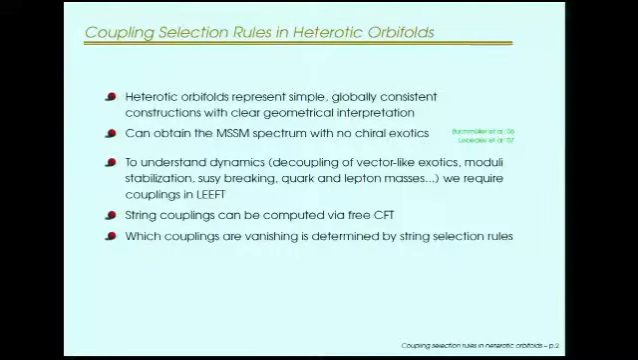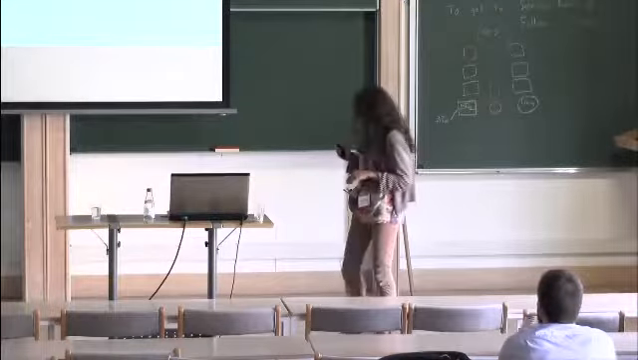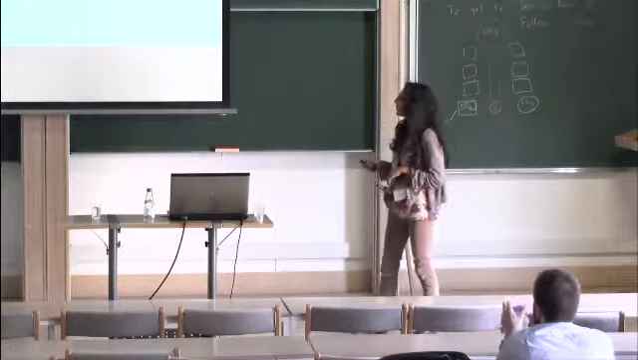Heterotic orbifolds continue to be a promising framework for string phenomenology, representing simple, globally consistent constructions with a clear geometrical interpretation. By now, we have hundreds of models whose spectrum corresponds to that of the MSSM with no chiral exotics. And in order to understand the dynamics of these constructions, issues like decoupling of vector-like exotics, moduli stabilization, SUSY breaking, quark and lepton masses, we require the couplings in the low-energy effective field theory.